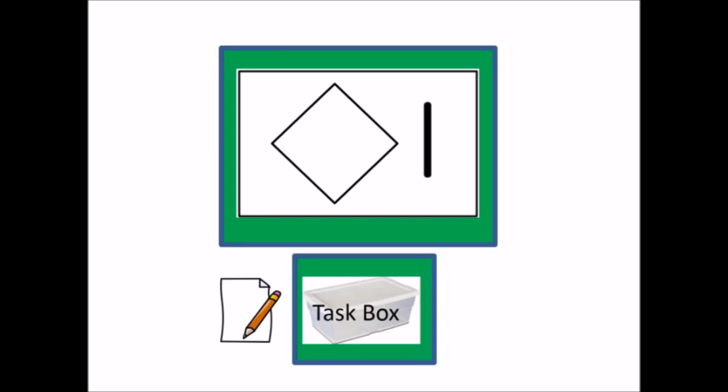The Diamonds group will be at the green table. There is a paper icon located there as well as a task box icon. This means that the Diamonds group must first complete the activity. This is also Activity A. Once they are finished, they must get a task box to work with.